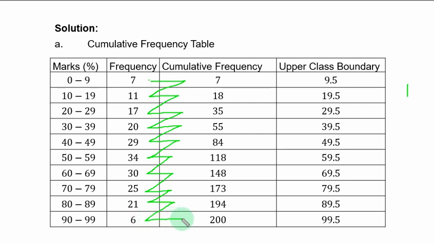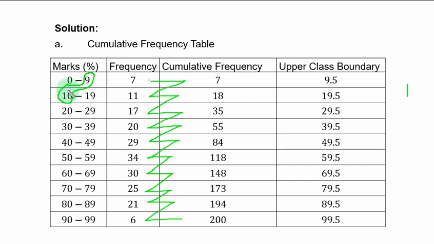Before now I was supposed to construct class boundary, but here, all we need to construct the curve is the cumulative frequency against the upper class boundary. So we just compute only the upper class boundary. In doing that, you need to obtain the boundary value. The boundary value is the difference in adjacent sides divided by 2.